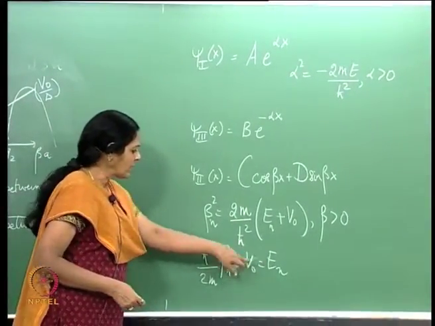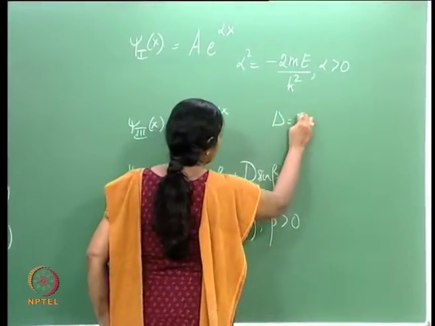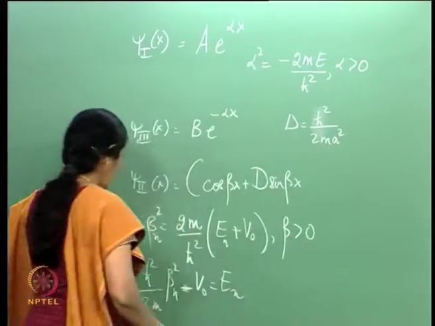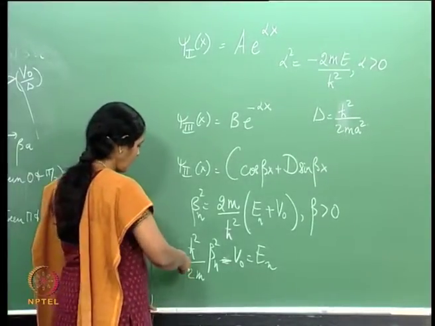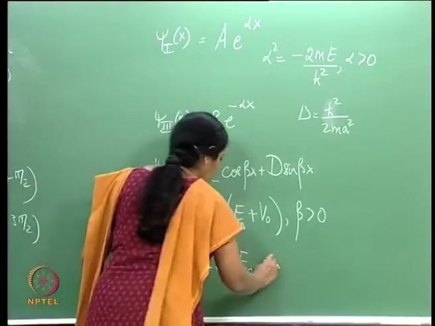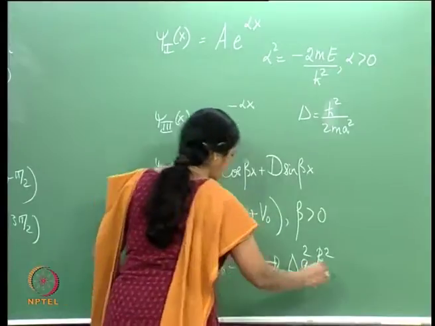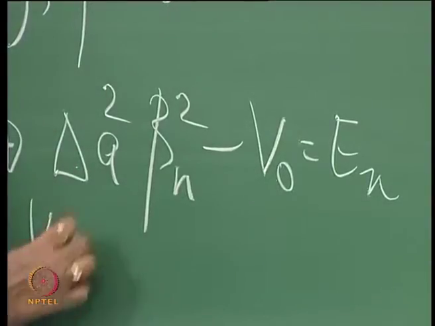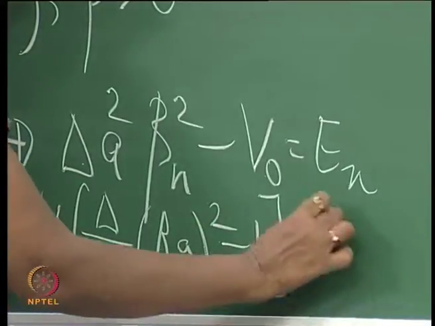and from here, if we try to find out what is E n, there is a nicer way of doing this problem. Please recall that delta was h cross squared by 2m a squared. And therefore, I can write h cross squared by 2m in terms of delta as delta a squared. So, therefore, this implies that delta a squared beta n squared minus V naught is equal to E n. In other words, I can pull out the V naught, and I just have V naught times delta by V naught, beta n a the whole squared, minus 1 is E n.